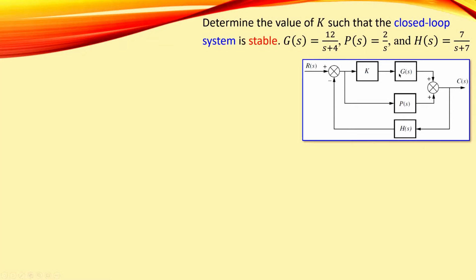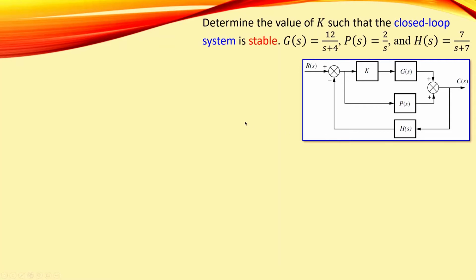Now the G is here a first order system, 12 over s plus 4, which has a stable pole at -4. We have a P, which is 2 over s, which is a pure integrator, and the H is also a first order system, 7 over s plus 7. It has a pole at -7. So all of these systems are stable. In this configuration, we would like to keep it stable in its feedback configuration.